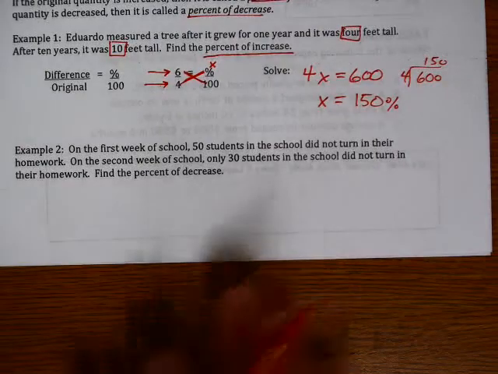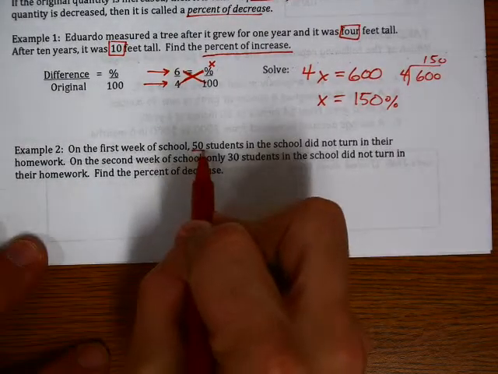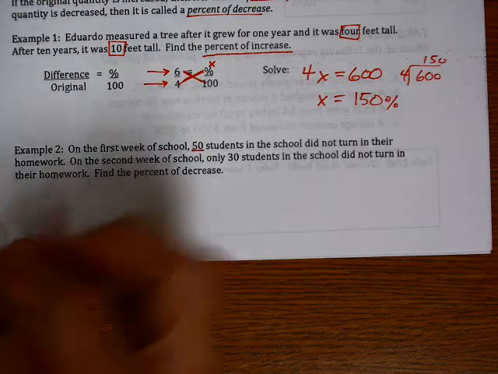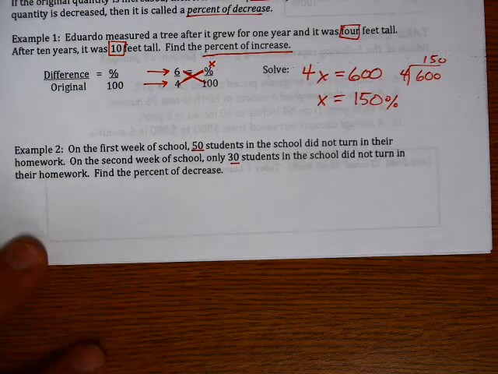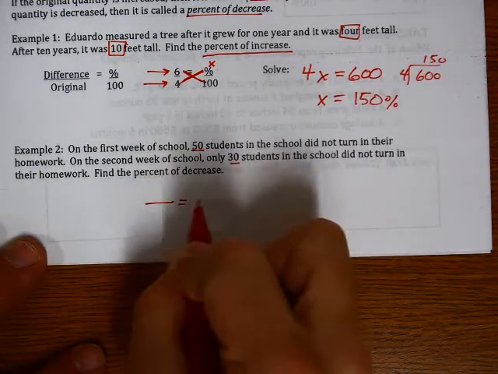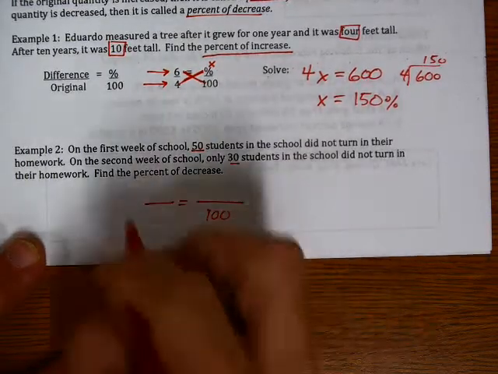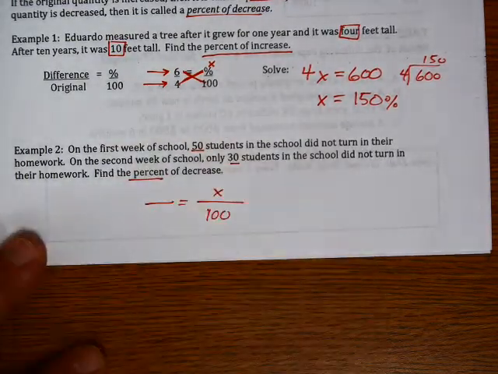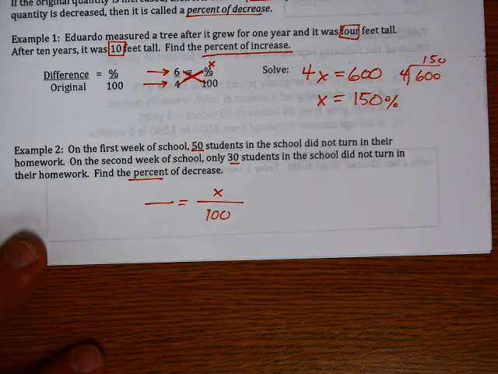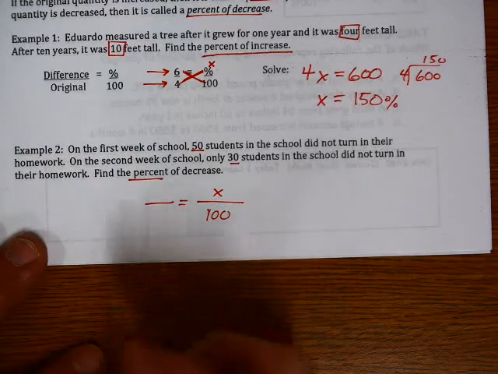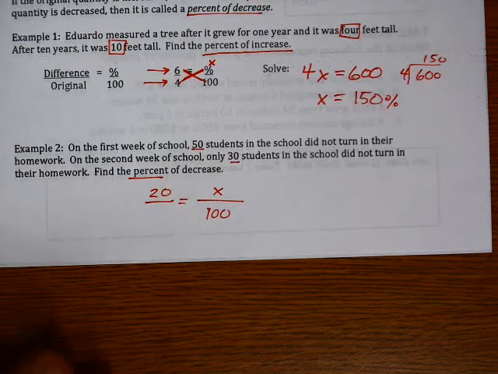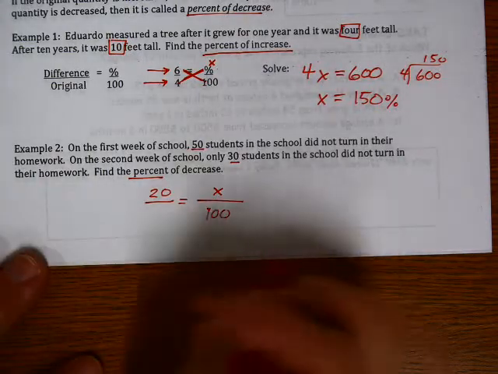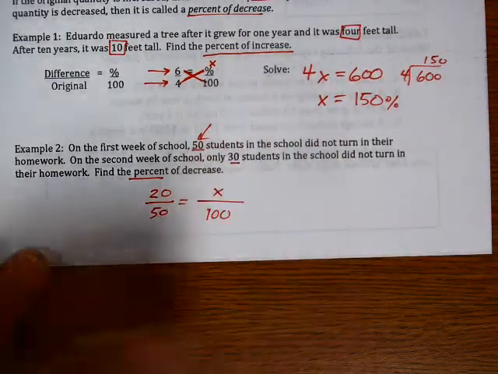Okay, let's look at the next one. On the first week of school, 50 students in school did not turn in their homework. On the second week of school, only 30 students in the school did not turn in their homework. Find the percent of decrease. So again, we're going to set up our proportion. We got 100. It says find the percent, so that's going to go here. That's what we're trying to solve. And one thing we have to do is find the difference. We have to find what it changed. So it went from 50 to 30. So the change was 20. Even though it went down, that'll just determine what we say at the end, but the change was 20 students. The original or starting amount was the 50, so that goes there.